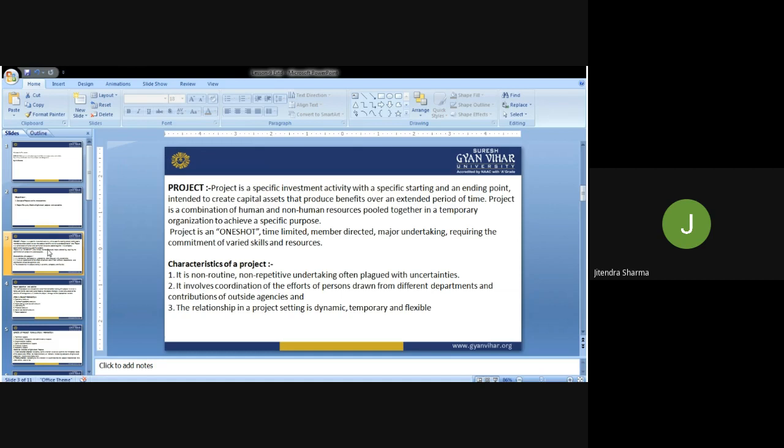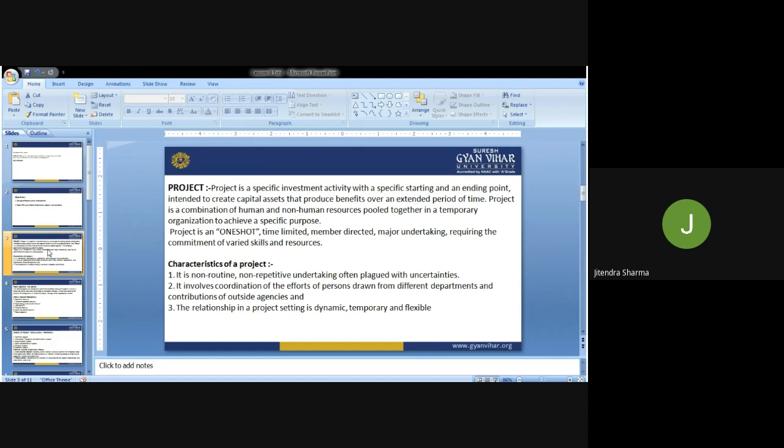A project is a combination of human and non-human resources pulled together in a temporary organization to achieve a specific purpose. Yes, this is the project. So a project is a one-shot, time-limited, goal-directed major undertaking requiring the commitment of varied skills and resources. That is the project.